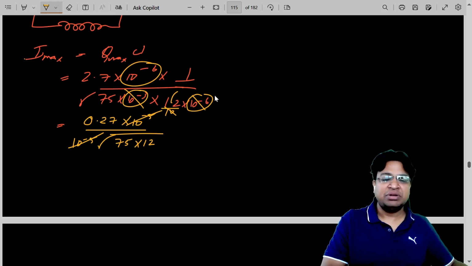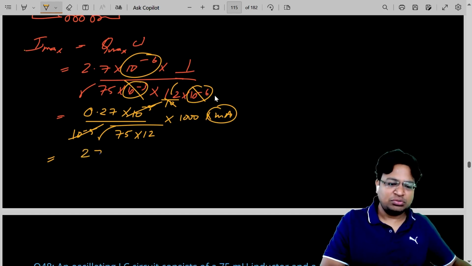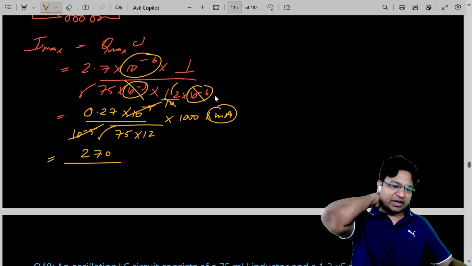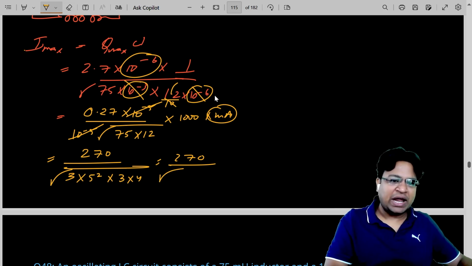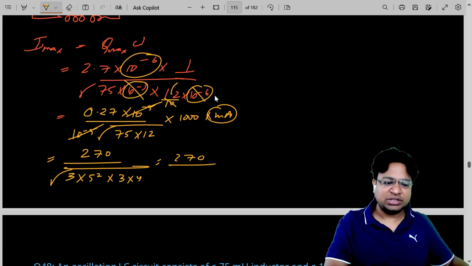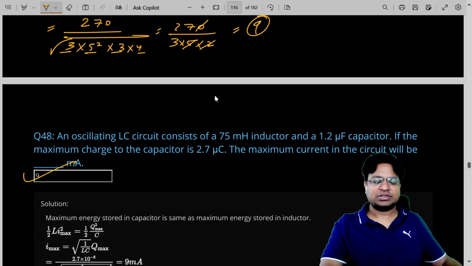I want the answer in milliamperes, so I will multiply with 1000, and then I'm getting the answer in milliamperes. So this will become 270 divided by root 75. Root 75 is 3 into 5 square, and 12 is 3 into 4. So this becomes 270 divided by, we can actually get rid of the root sign now. I can clearly see that 3 and 3 will come out of the root, 5 square will come out of the root, 4 will come out of the root as 2. 5 into 2 takes away 1 zero. So 9 is what we are getting. So 9 is the correct answer.